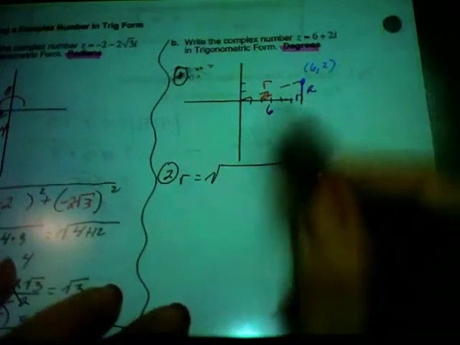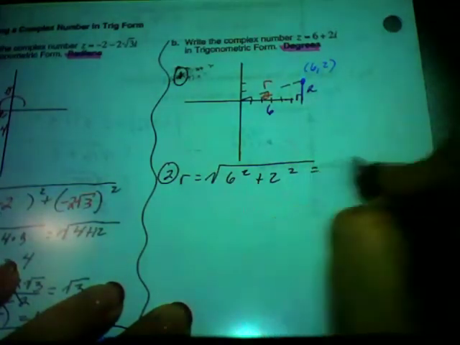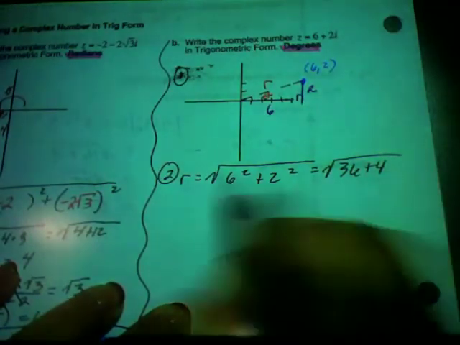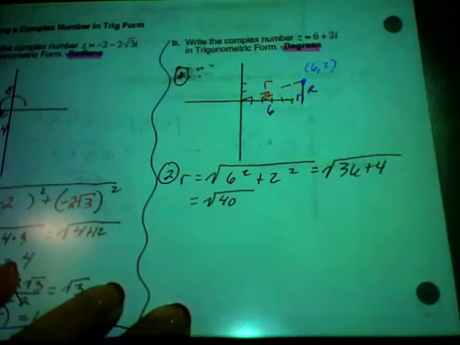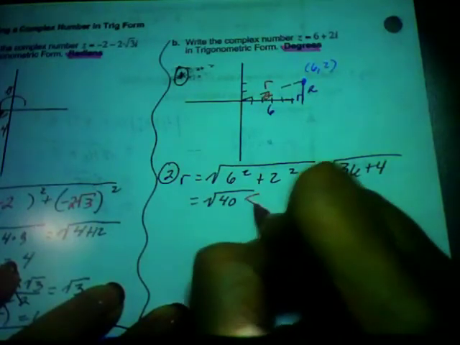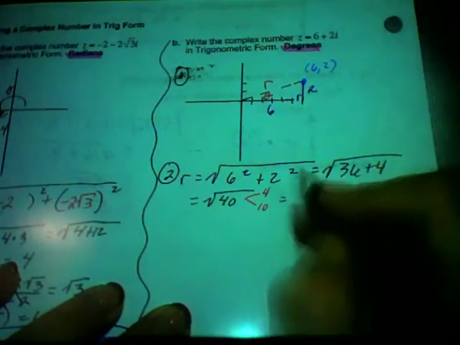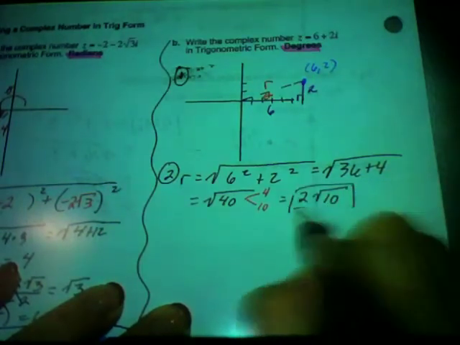And you go ahead and find it. So you're going to take your ordered pair numbers and square them. And this time I don't get quite such a nice number, do I? So 40 turns into 4 times 10, right? 4 is your only perfect square. So the square root of 4 is 2. I can't take the square root of 10. So there's my r.